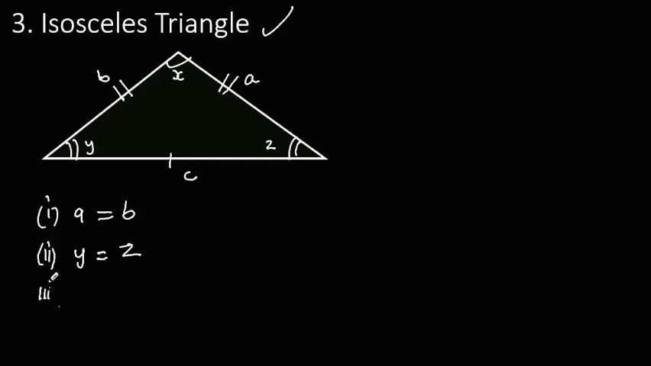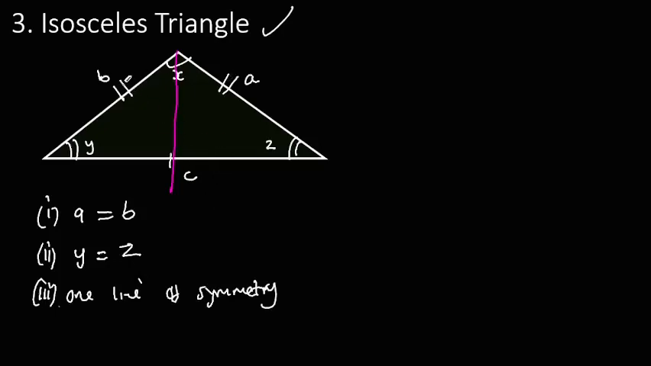The third property is that an isosceles triangle has one line of symmetry. That is, you can cut it through a single line through here to form two identical parts. I also need to mention a few things about an isosceles triangle.